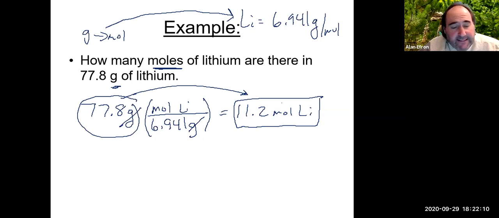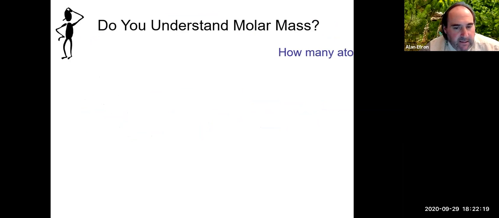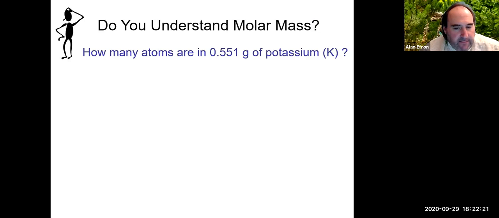So obviously, like I said, a very common calculation. You'll do a lot of those sort of calculations for sure. So why don't you give this one a go? How many atoms are there in 0.551 grams of potassium? And potassium on the periodic table, in case you don't have it, is 39.10.